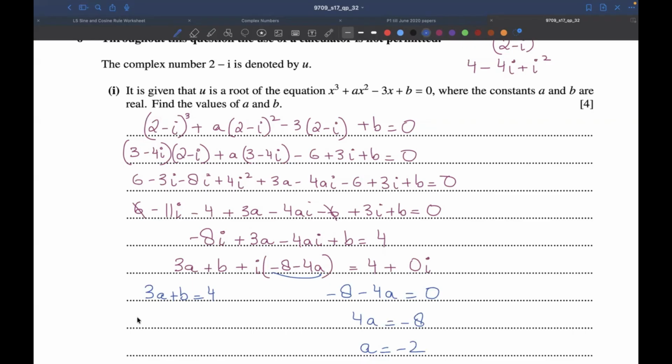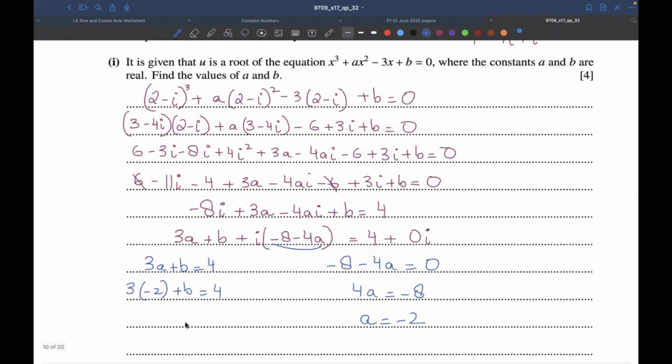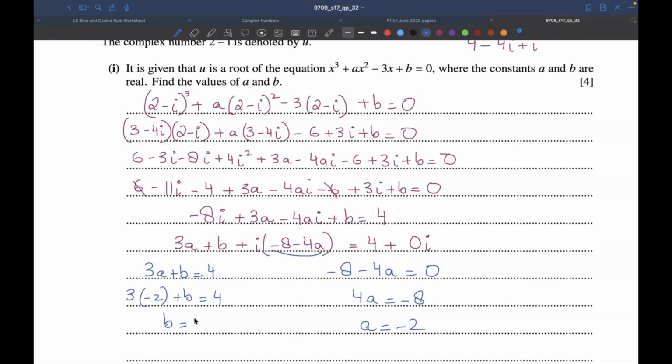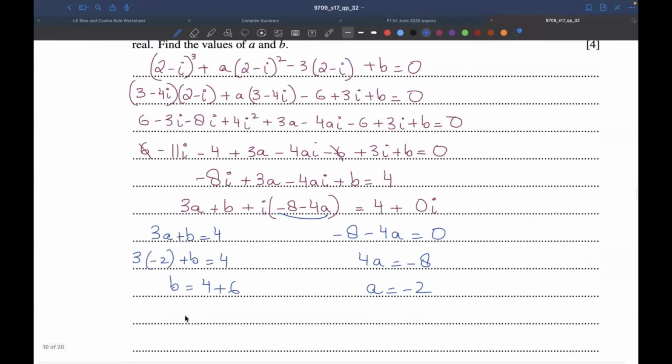Once we have the value of a as -2, we can write it over here. 3 into -2 plus b is equal to 4. So b will be equal to, this will become 4 and this is -6, so that will become +6. And the value of b will be +10. So the values of a and b will be, a will be -2 and b will be +10.